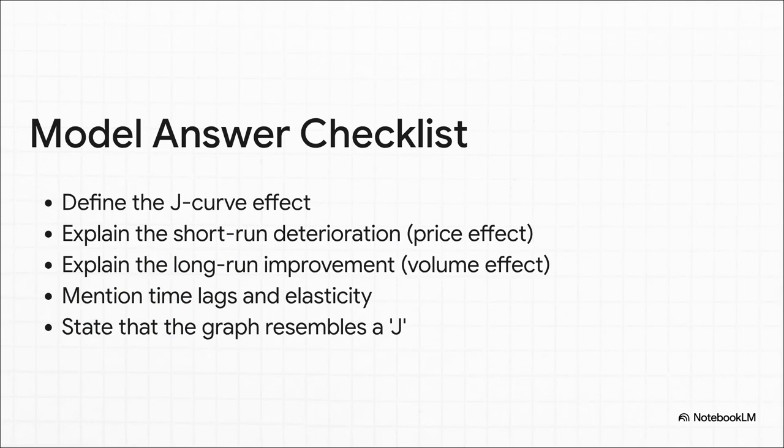So think of this as your personal checklist for writing the answer. You absolutely have to: 1. Define the J-curve. 2. Explain that short-run dip, and you have to use the terms price effect and inelastic demand. 3. Explain the long-run improvement, using volume effect and elastic demand. And of course, you gotta mention that the whole thing looks like the letter J on a graph. Hit those points, and you're in great shape.